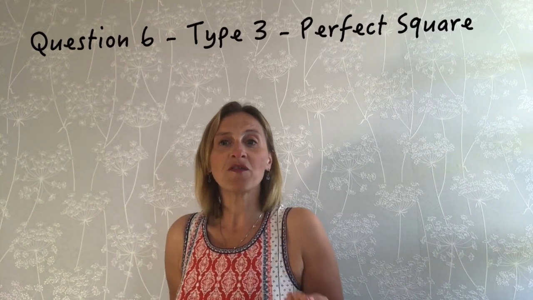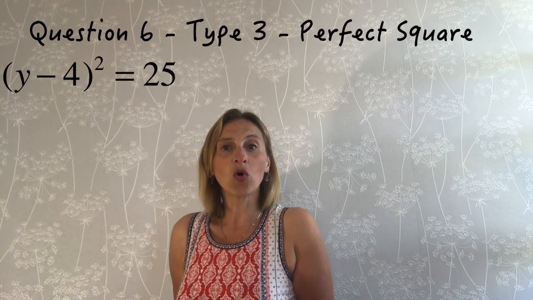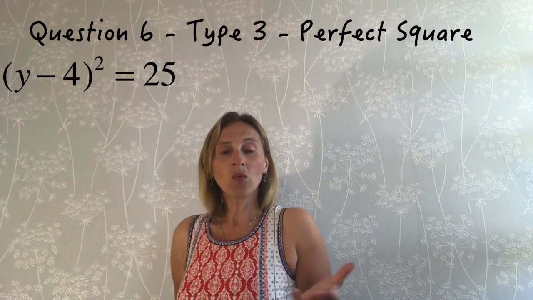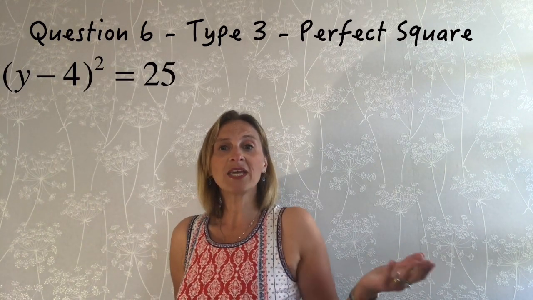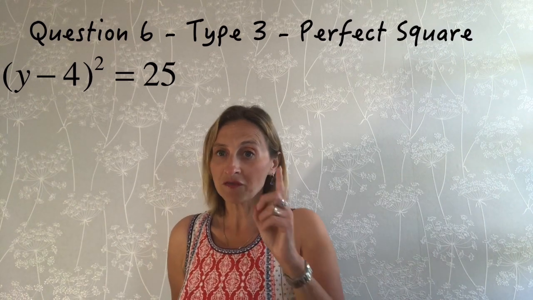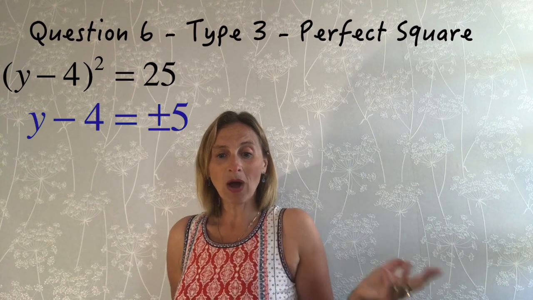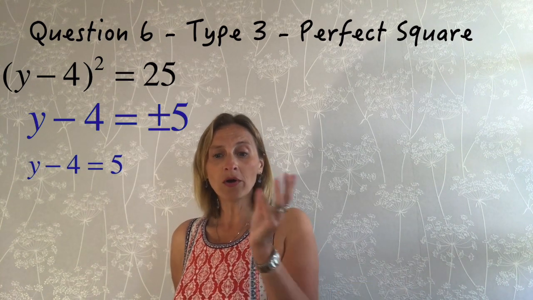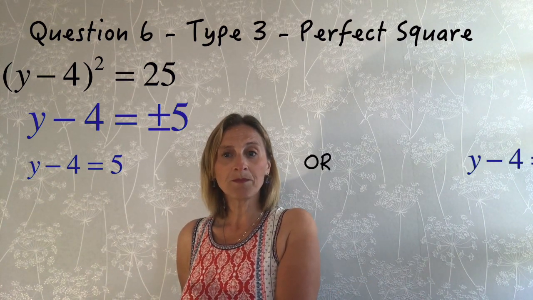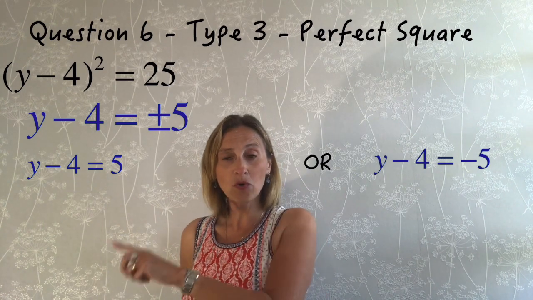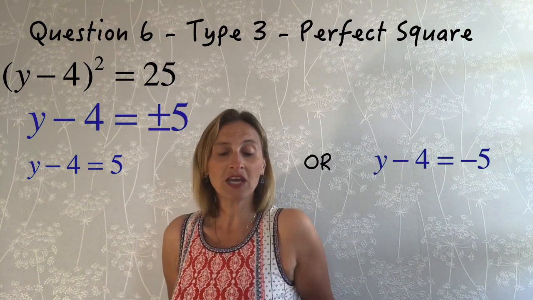Question number 6 is type 3. This is when you have a perfect square. (y minus 4) all squared equals 25. We can square root both sides, and then we get y minus 4 equals, don't forget your plus or minus 5. That brings us to two equations. y minus 4 can equal 5, or y minus 4 can equal minus 5. Then we just solve each one.